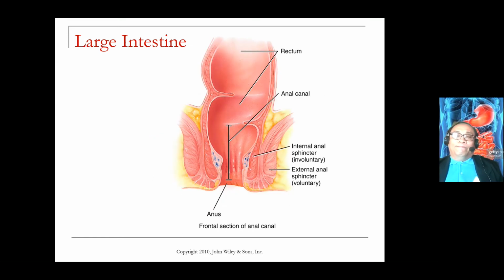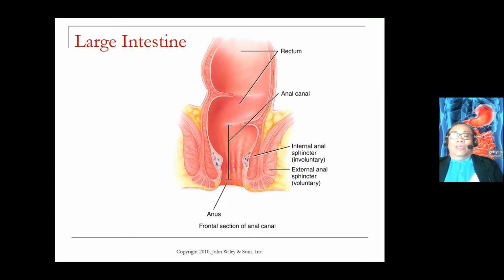Okay. So mapapansin niyo dito sa anus, no? The sphincter actually consists of external and internal. Between these two, internal is involuntary while external is voluntary.